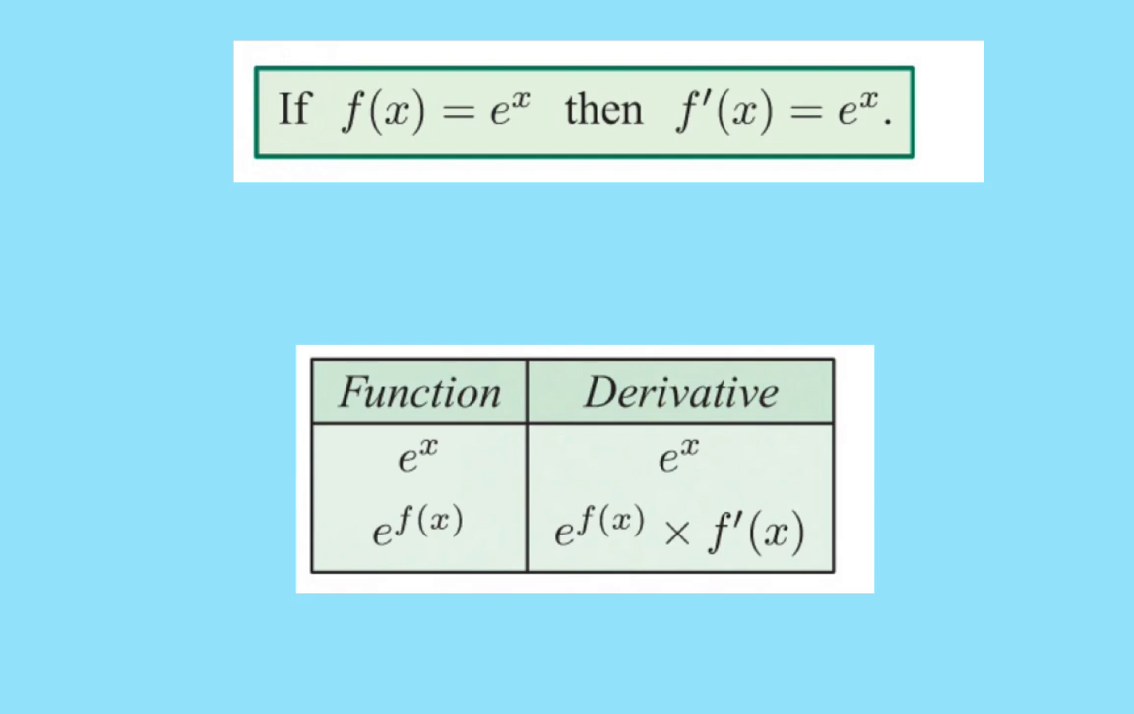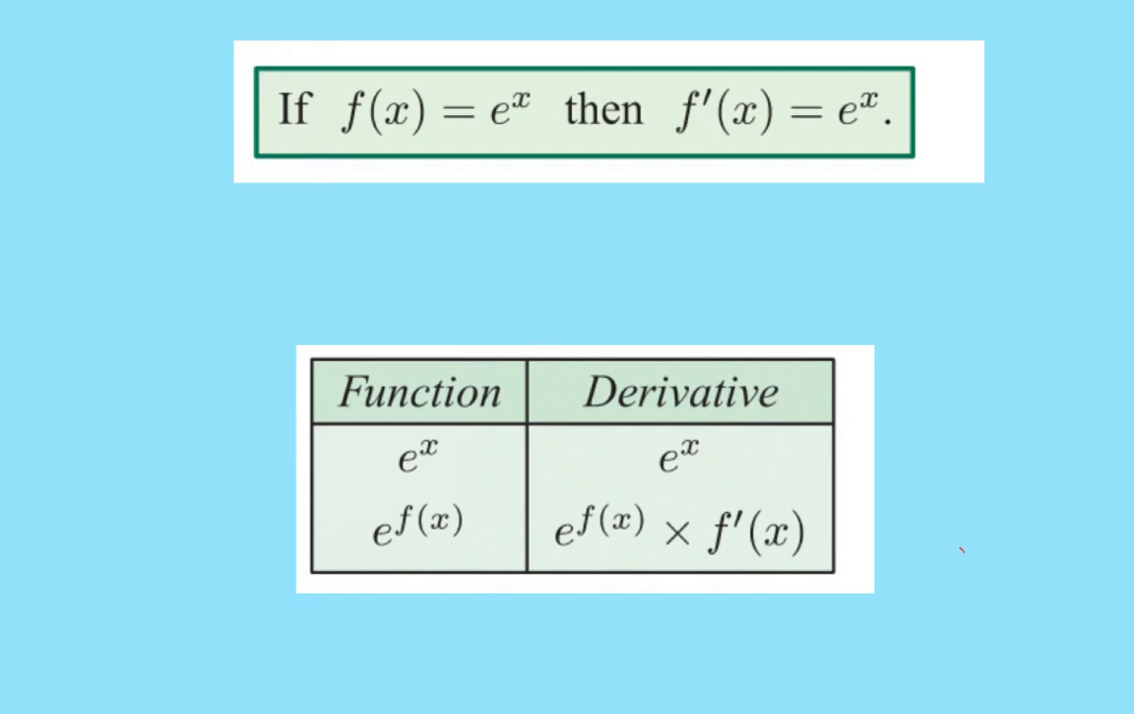In some ways, this is the easiest function to remember when we're differentiating. If f of x equals e to the x, then f dash of x also equals e to the x. In other words, it doesn't change. So our work mainly focuses around this second version of the function, where we have e raised to another function.